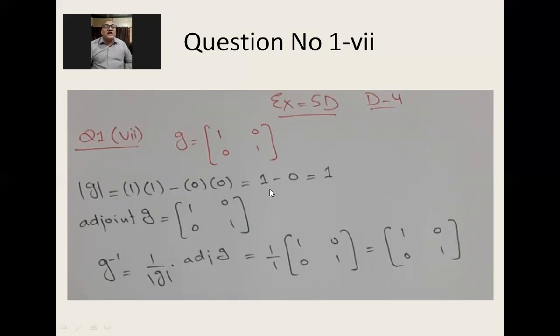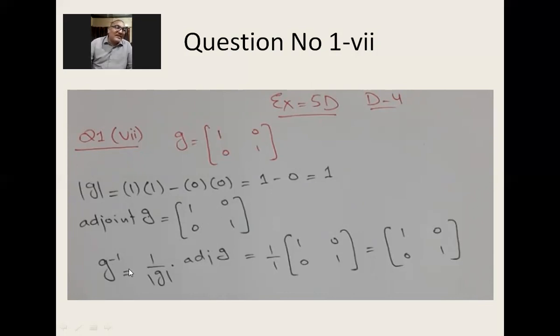Then I will find the adjoint of G. The places of these two members will be interchanged with each other. And for these two members, I will change their sign, but because this is 0, it is neither positive nor negative, so you cannot actually change its sign.